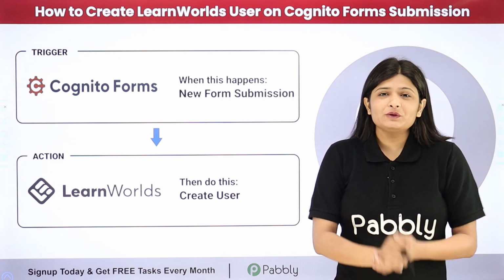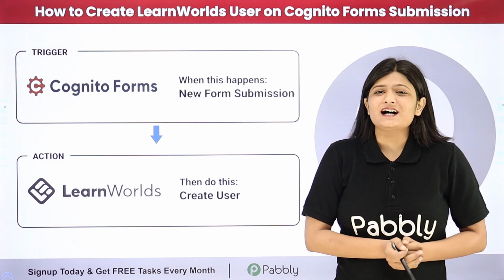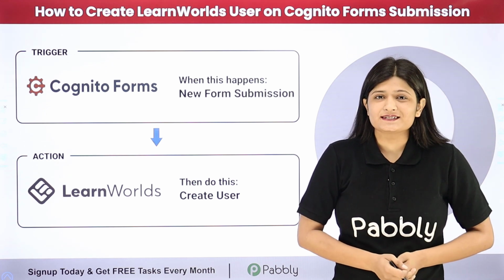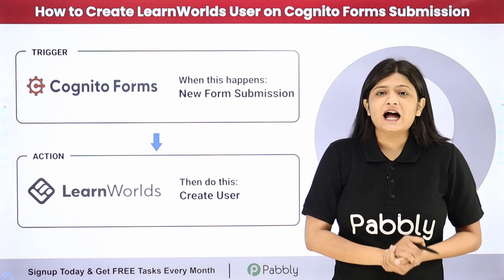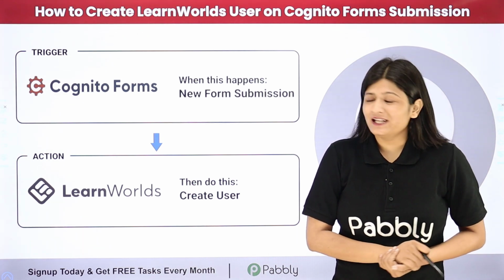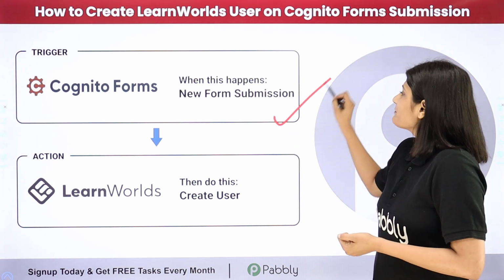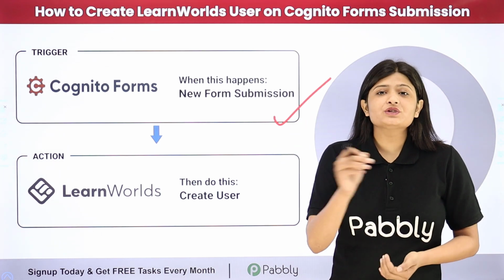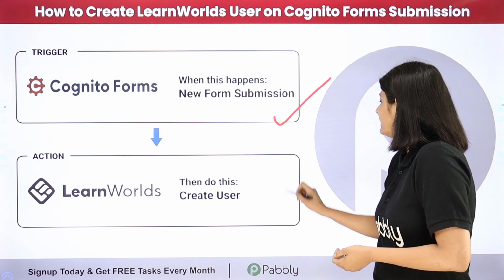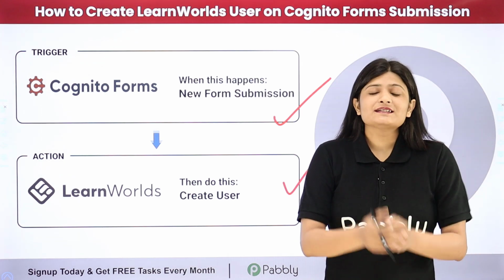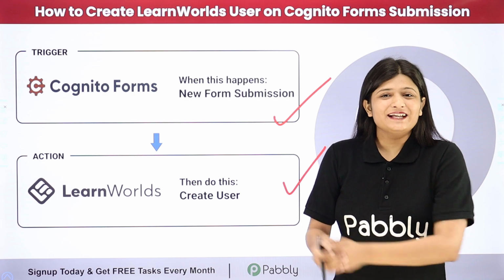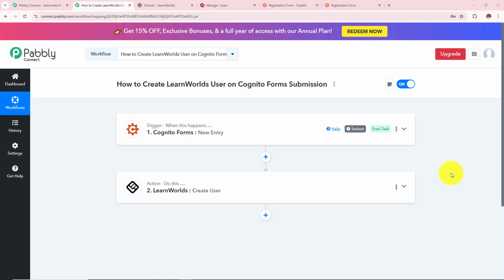Now doing this manually will be a very tedious and time consuming task, so I am going to automate this process, and with the help of Pabbly Connect I am going to build a connection in such a way that whenever I receive a new form submission in my Cognito Forms, a user will be automatically created in my LearnWorlds. If you want to learn this amazing automation step by step, then let me take you all to my screen. In this video, we are going to see how to create LearnWorlds user on Cognito Form submission.